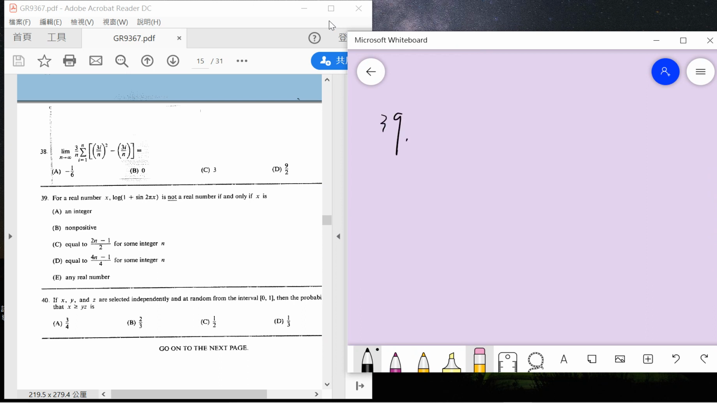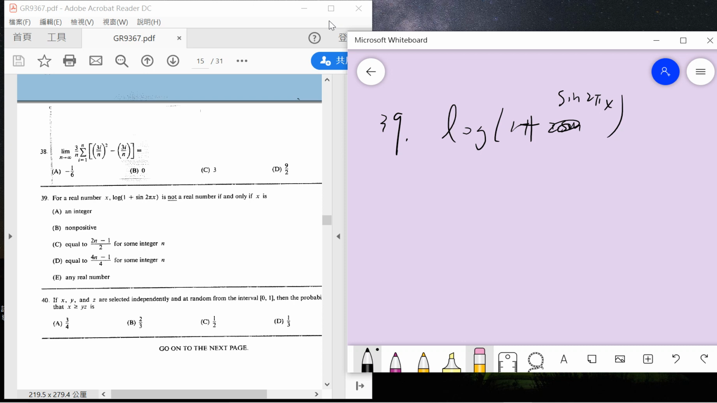Problem 39: log of 1 plus 2 sine 2 pi x. It's not a real number. So basically, log x is defined when x is larger than 0.